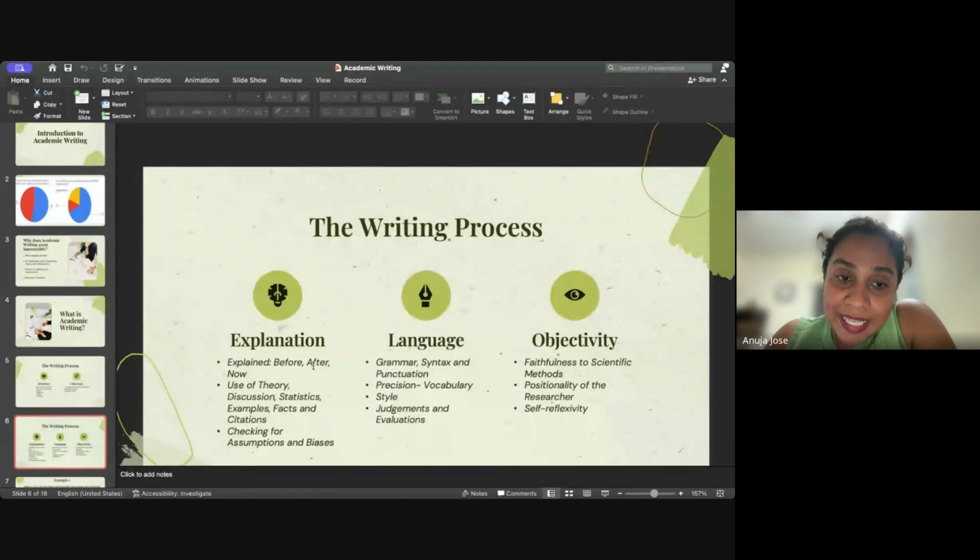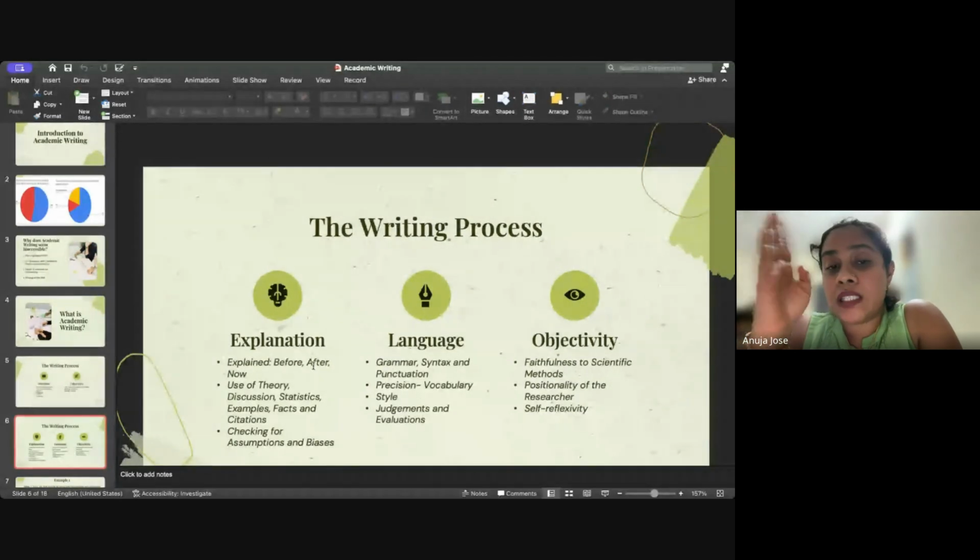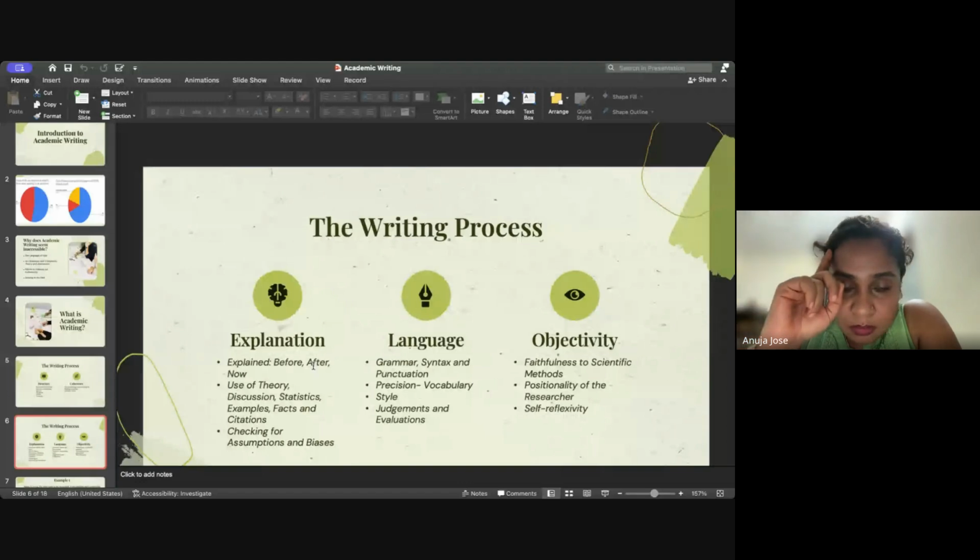If you're not going to explain that particular sentence in that particular section, you have to keep in mind that probably in the discussion part or the conclusion part, I have to mention it. You should not leave any part unattended. That's the major thing you need to keep in mind when you're talking about explanation during the writing process.